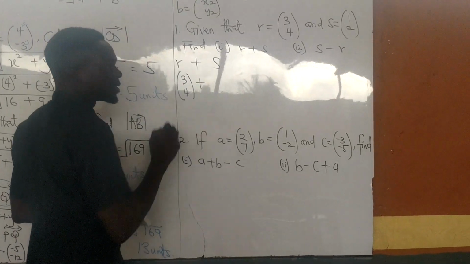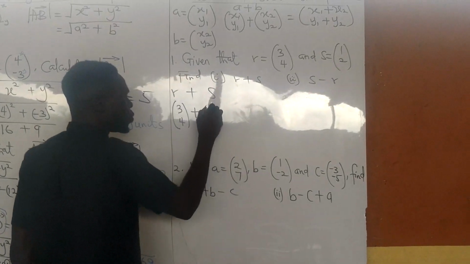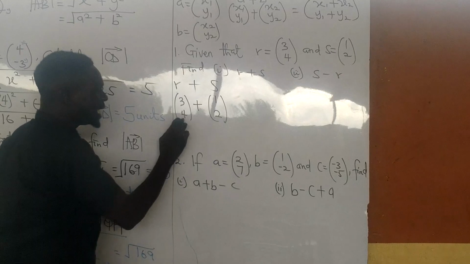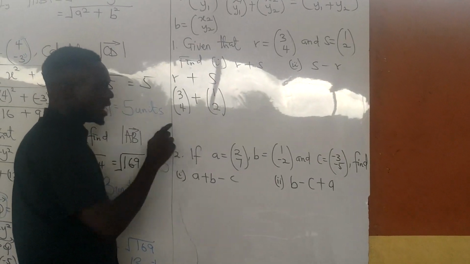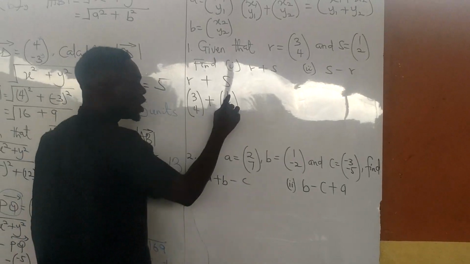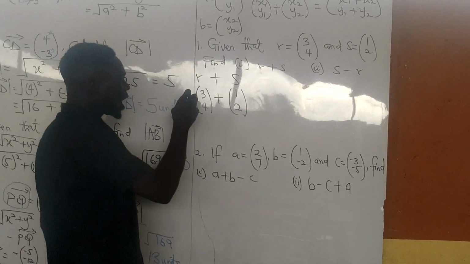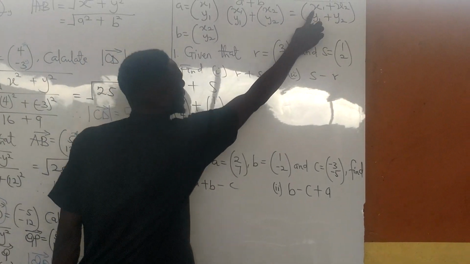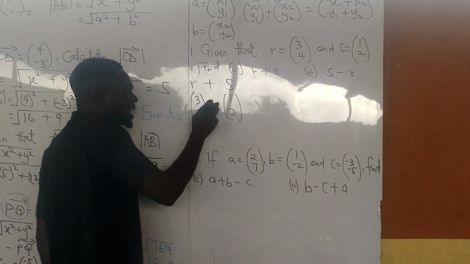Then plus the s component. What is the s component? (1, 2). Now when you look at this component, 3 is the x, 4 is the y. Also, 1 is the x and 2 is the y. So add the x, x plus x, giving us x1 plus x2. So x plus this x.